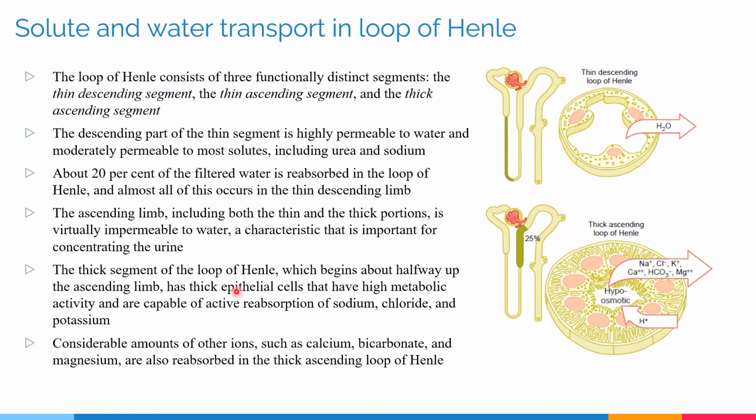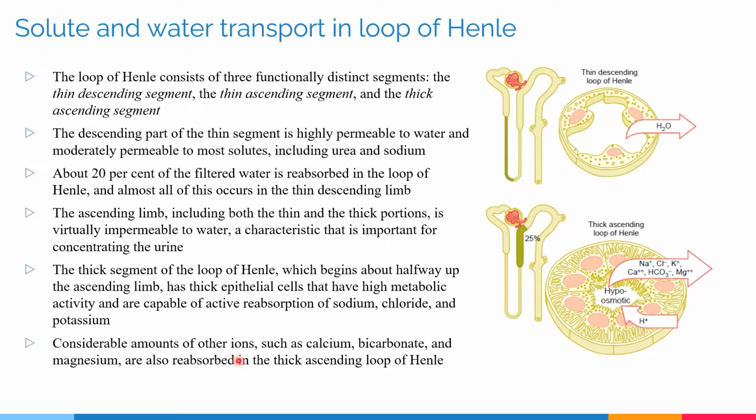The thick segment of the loop of Henle, which begins about halfway up the ascending limb, has thick epithelial cells that have high metabolic activity and are capable of active reabsorption of sodium, chloride, and potassium. So these cells are much larger in size than the normal epithelial cells we have seen in the thin portion of the loop of Henle, and are also metabolically active, so that they have a lot of ATP produced, as well as a lot of mitochondria that can produce these ATPs in order to promote the active transport of various substances such as sodium, chloride, and potassium from the glomerular filtrate.